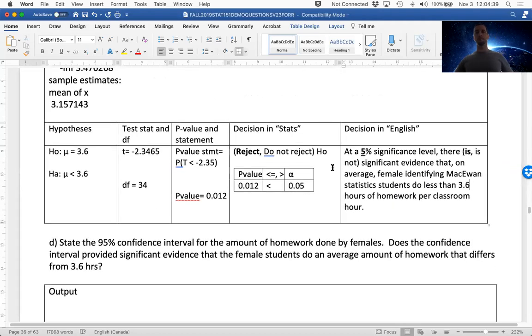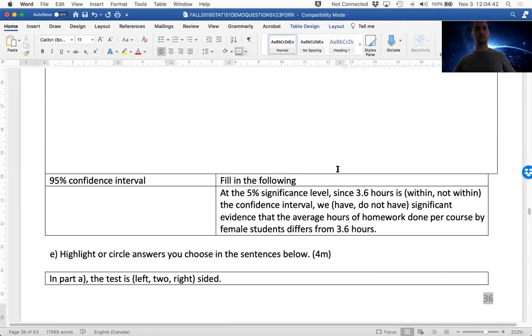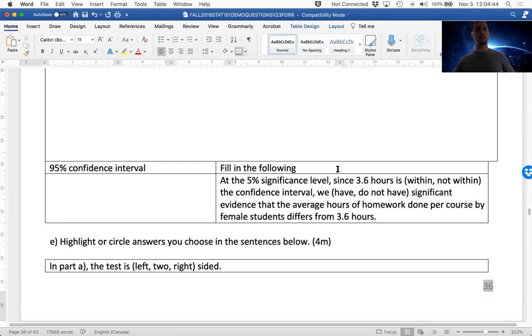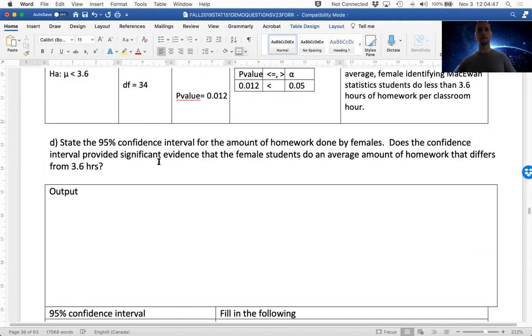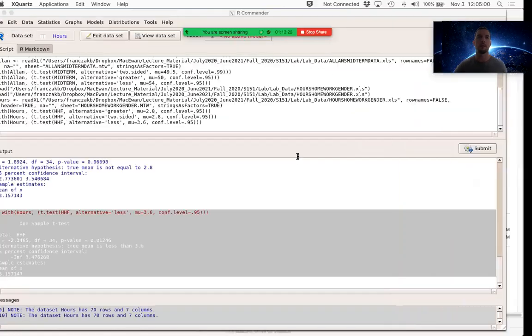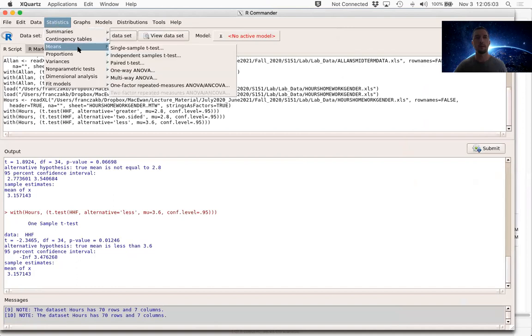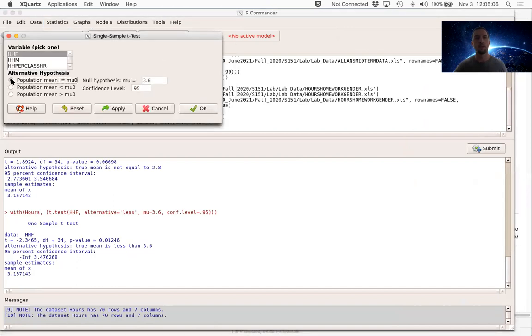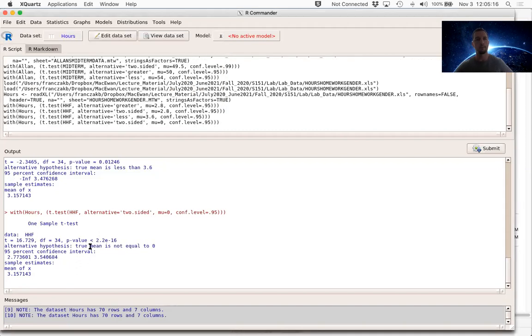All right, so those are the hypothesis testing questions. Let's finish off this question because we have a bit of time. So in part D, it says, state the 95% confidence interval for the amount of homework done by females. Does this confidence interval provide significant evidence that the female students do an average amount of homework that differs from 3.6? Okay, so we would click statistics, means, single sample t-test, population mean 0, we'll set this to 0, and then we have a confidence level of 95. So we're not interested in the hypothesis test, we're only interested in the confidence interval right now.